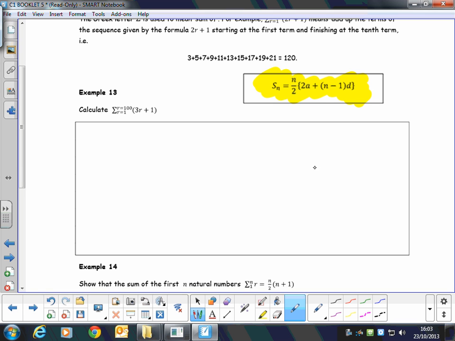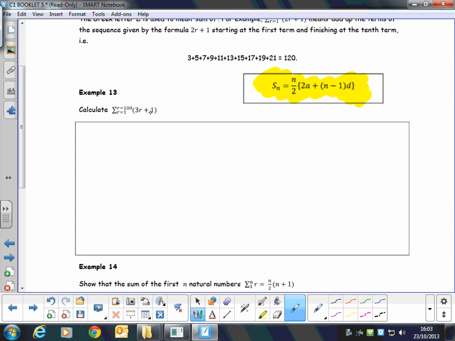C1 sequences, example 13. In this example, we need to add up the terms from the first term up to the 100th term of this sequence here. So if you remember, this symbol here is sigma. So that means we're going to be adding up from the first term up to the 100th term of this sequence, 3r plus 1. So to start off with, let's write a few of the terms out.